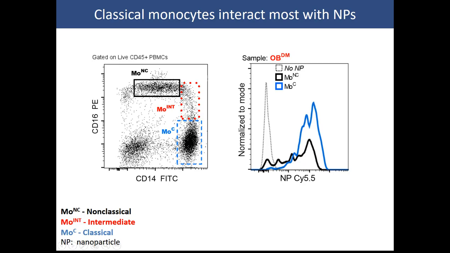And this might be expected because the classical monocytes express more scavenger receptors. Scavenger receptors are thought to interact with the nanoparticles in the mouse cells. This has been shown, and the Shea Lab has shown this, that they interact with scavenger receptors like Marco to internalize particles. So looking at this in the human cells now, in the human system, we're seeing similar outcomes.